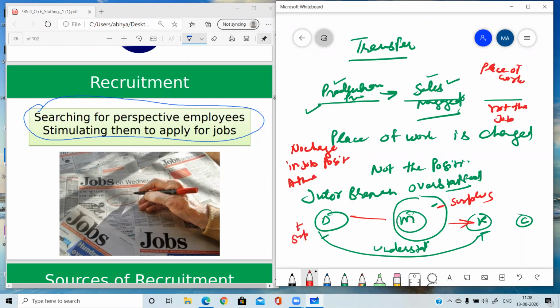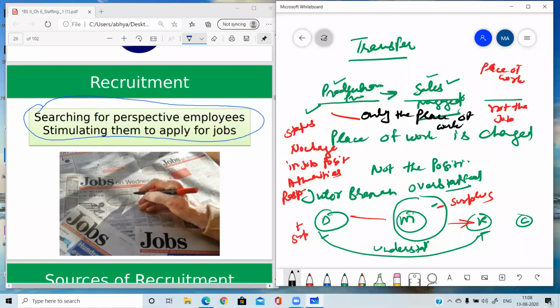authorities, responsibilities, status. Nothing is changed. So what is changed? Yes, only the place of work. Sometimes if the organization is working in shifts, morning shift, evening shift, then the transfer is done from one shift to another shift. So this is the basic difference between transfer and promotion.